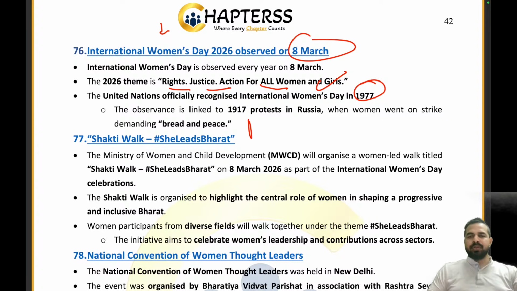The observance is linked to the 1917 protests in Russia when women went on strike demanding bread and peace. Clear everyone? Rights, Justice, Action for All Women and Girls.